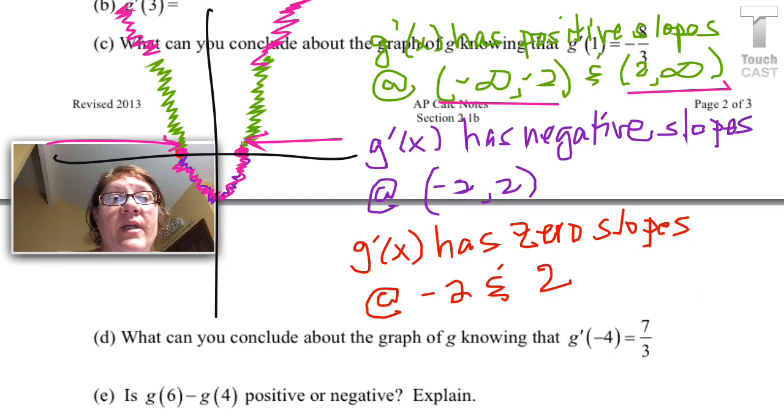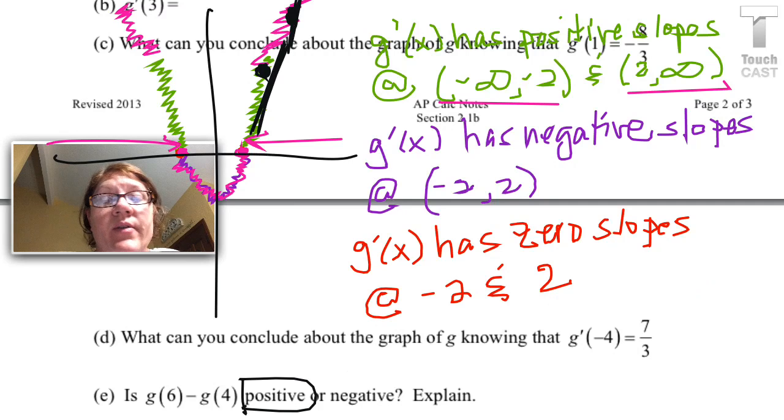And so for this last piece, well, let's see. For g of 6, the slope at 6 is positive, it's up here, and the slope at 4 is also positive, but the slope at 6 would actually be steeper than the slope at 4. So it would be a larger positive minus a smaller positive, and that would give me still a positive slope.